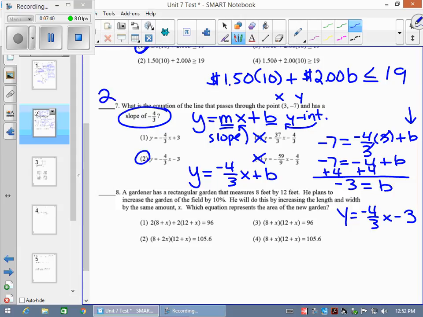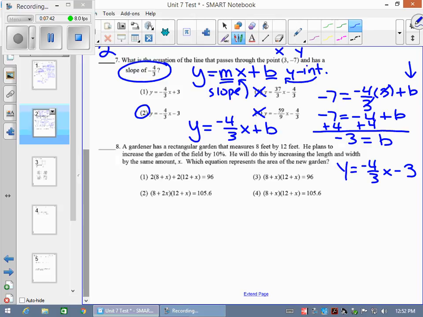And question 8. A gardener has a rectangular garden. It measures 8 by 12 feet. So I'm going to give myself a picture of my rectangular garden. He plans to increase the area of the garden by 10%. And he will do this by increasing the length and width by the same amount. Which equation would represent the new area?